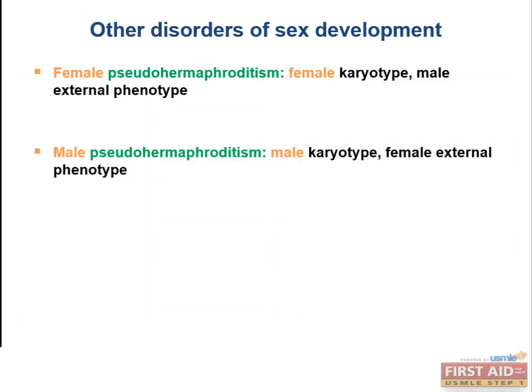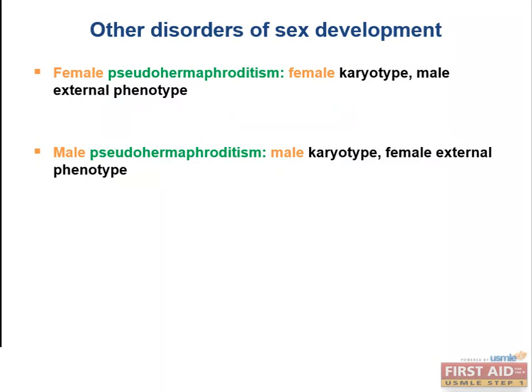Now, two pathologies you need to know for Step 1 are female versus male pseudohermaphroditism. So unlike true hermaphroditism, where both ovarian and testicular tissue are present, for pseudohermaphroditism, there's only one type of tissue present. Now, for female pseudohermaphroditism, the karyotype is female. So we have 46,XX, but with a male external phenotype. And similarly, for male pseudohermaphroditism, there's a male karyotype, so 46,XY, but with a female external phenotype.